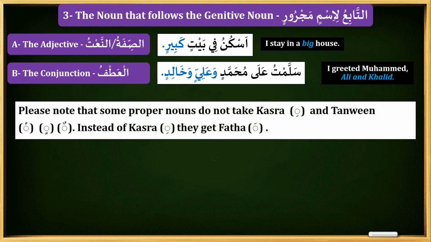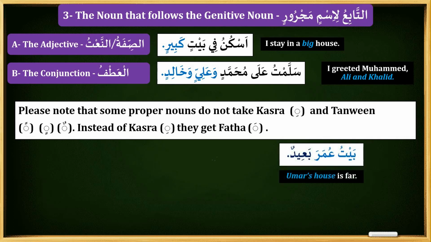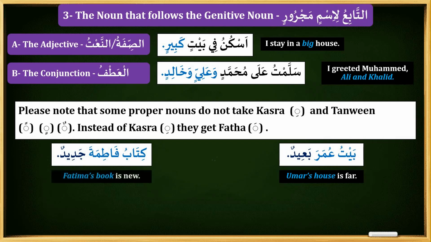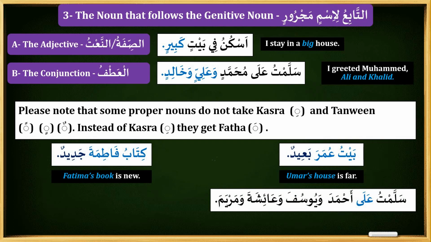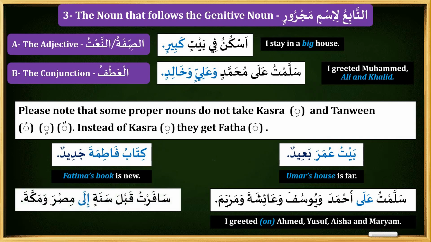Please note that some proper nouns do not take كسرة and تنوين. Instead of كسرة they get فتحة. بيت عمر بعيد. Omar's house is far. It was supposed to be عمري, but these nouns do not accept كسرة at all. كتاب فاطمة جديد. Fatima's book is new. سلمت على أحمد ويوسف وعائشة ومريم. I greeted Ahmed, Yusuf, Aisha and Maryam. And the last example, سافرت قبل سنة إلى مصر ومكة. I traveled last year to Egypt and Mecca.